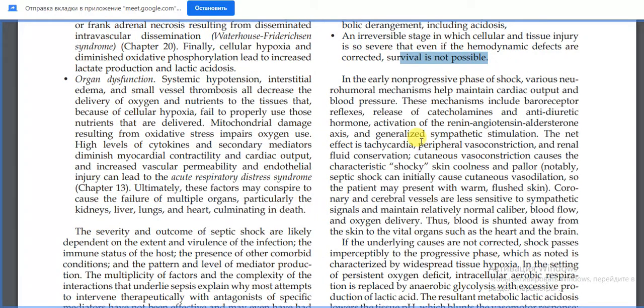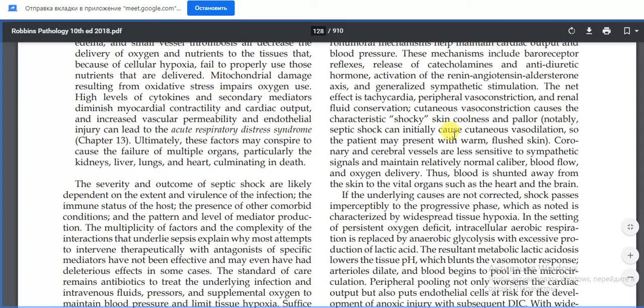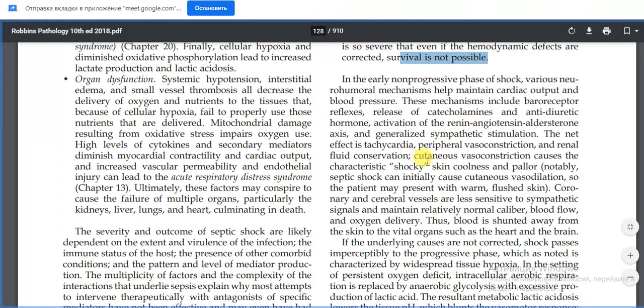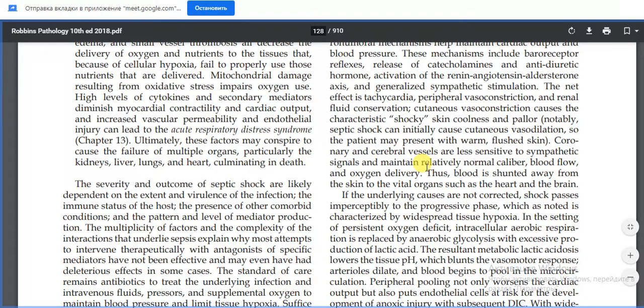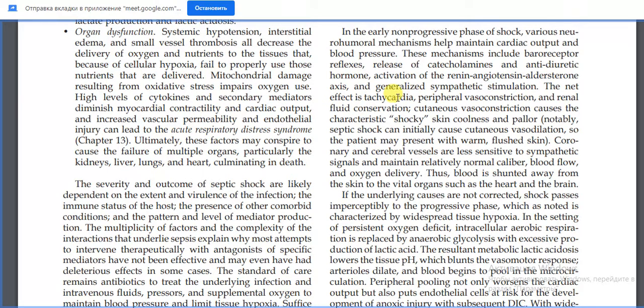In the early non-progressive phase of shock, various neurohormonal mechanisms help maintain cardiac output and blood pressure, as we discussed. The net effect is tachycardia, peripheral vasoconstriction, and renal fluid conservation. Cutaneous vasoconstriction causes the characteristic shock skin coolness and pallor. But septic shock can initially cause cutaneous vasodilation, so the patient may present with warm, flushed skin. Remember this clinical feature.